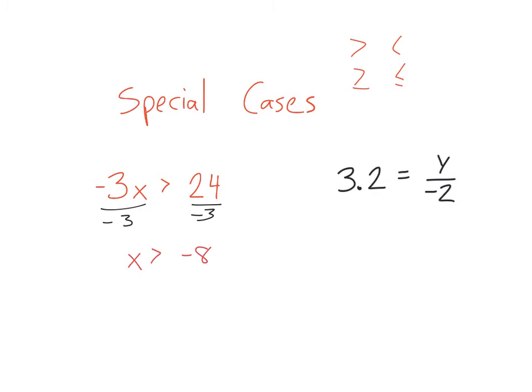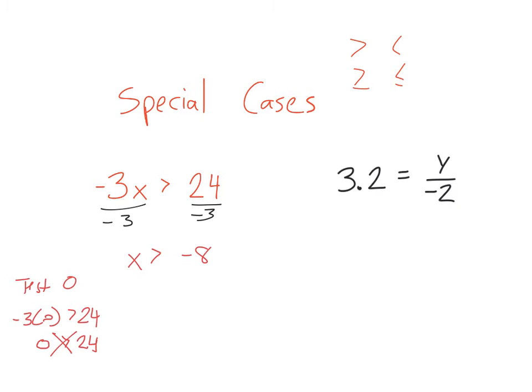Well, let's take a number, let's test that. X is greater than negative 8. So what's a number that's greater than negative 8? Let's test 0. If that's true, then negative 3 times 0 should be greater than 24, right? What is negative 3 times 0? 0. Is 0 greater than 24? No, it's not. So did we do something wrong? No, we divided by negative 3, that's right. So none of our math is wrong. So what do we have to do?